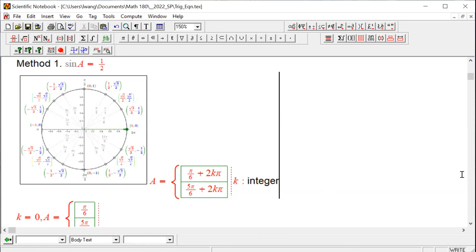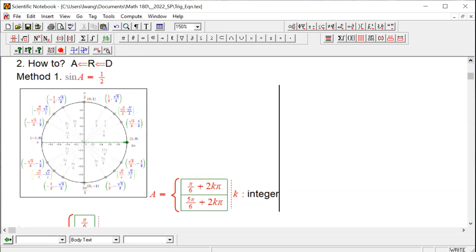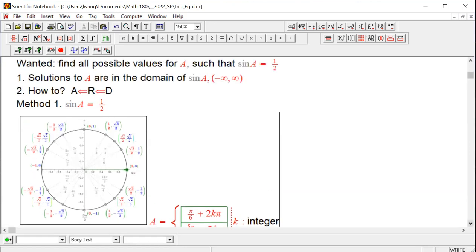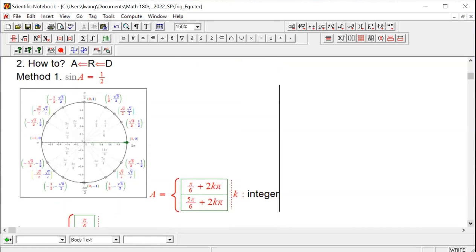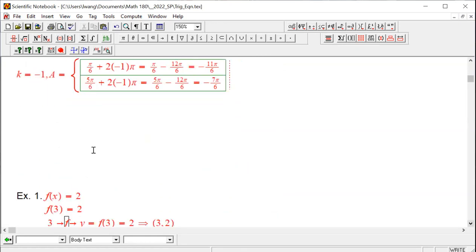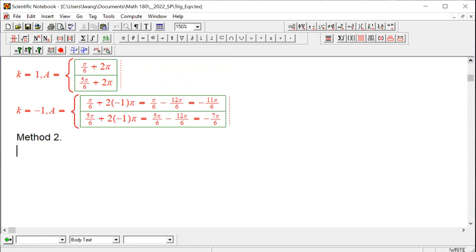I believe that most of you probably know this. So let's talk about the second method. Remember, we want systematic ways to solve any questions of such nature, not just one. Method 2: instead of using the unit circle, I pretend I don't know the unit circle.